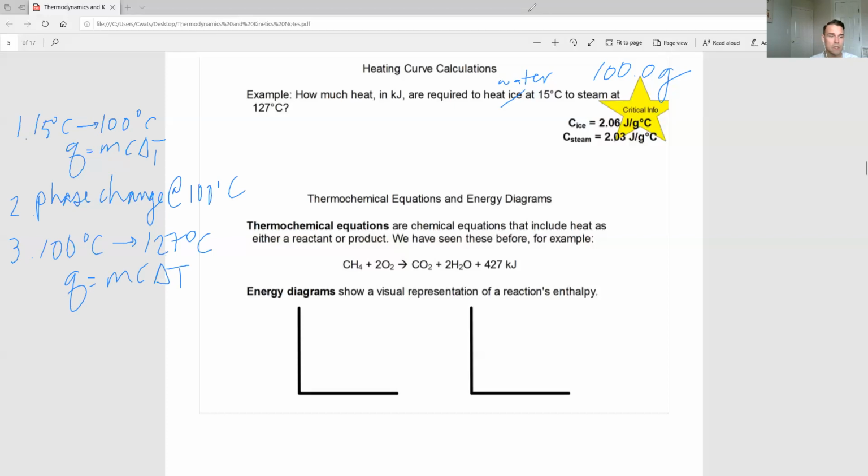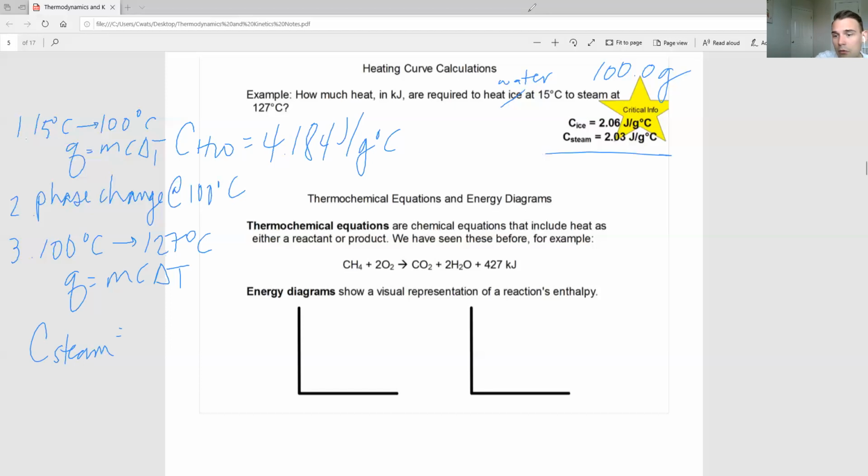Something important to note: for the first step, going from 15 to 100 degrees Celsius, we're using Q equals mc delta T. That's water, so we use the C of water, which is 4.184 joules per gram degree Celsius. For the third step, going from 100 to 127, we need to use the C of steam, which is written over here, 2.03 joules per gram degree Celsius. Once we do each of those steps, we make sure they're all in kilojoules because that's what the question's asking, and then we add them all up and that will give us our answer.